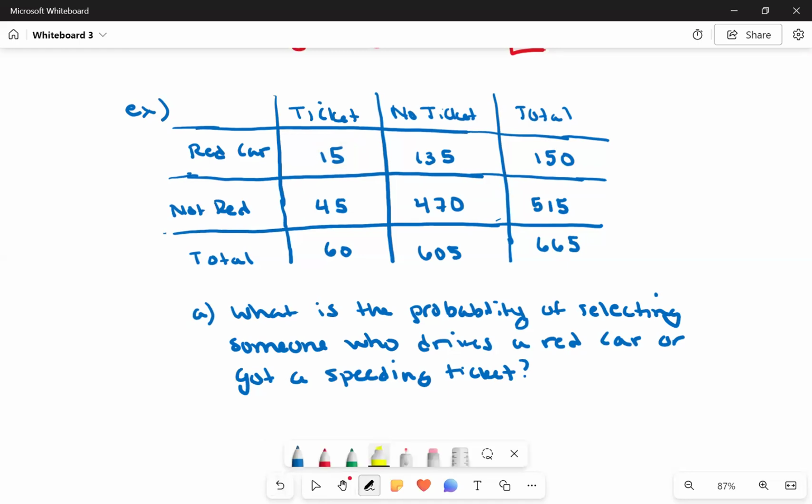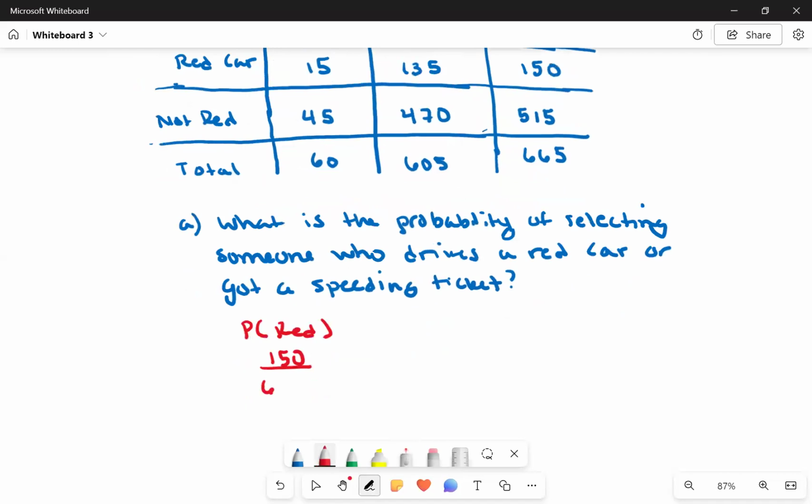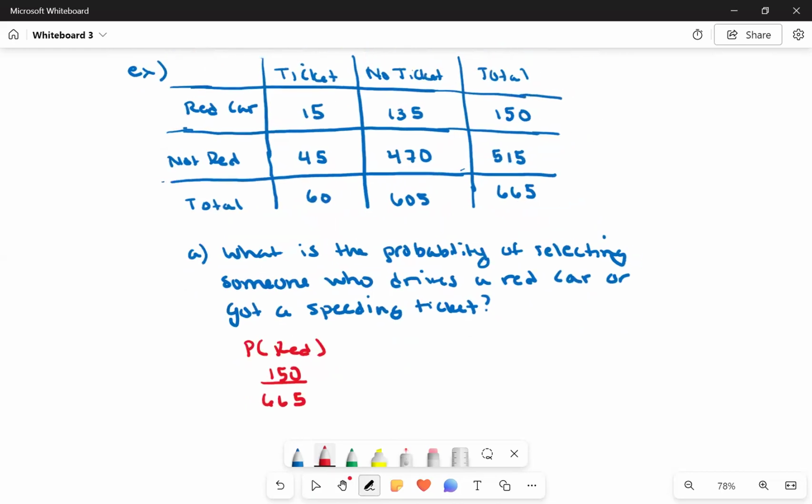All right, so here's what we do. We kind of approach it the same basic way. We start by saying, okay, what's the probability that somebody is driving a red car? Technically, I'd be looking at this first row. All of these people are people who drove a red car, right? So there's 150 people who drove a red car out of 665 people total. Sorry, I'm going to have to squeeze the screen a little, squeeze it all in. There we go. Okay. Now, probability of getting a ticket.